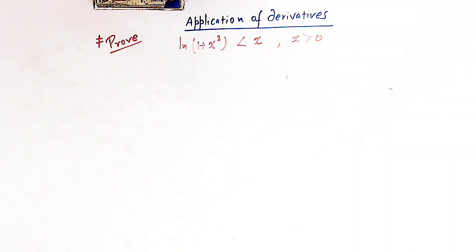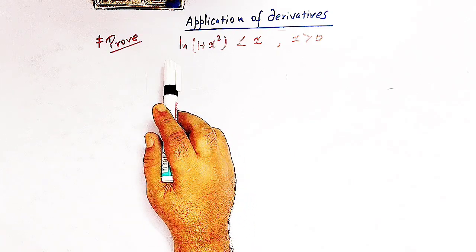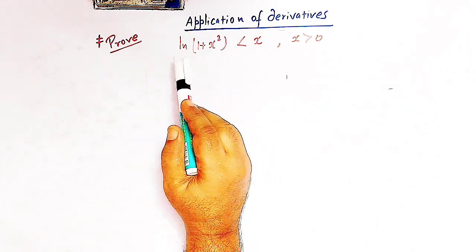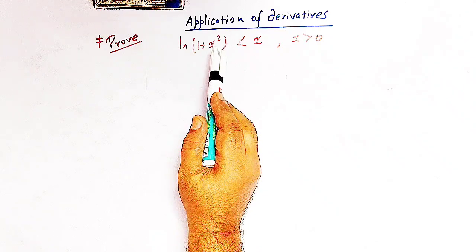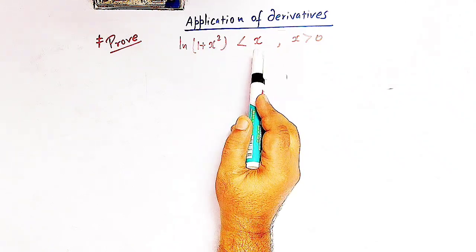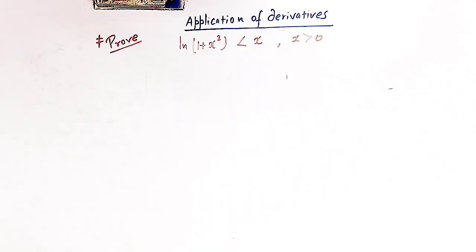Hello viewers, in today's session we are going to discuss another important inequality from application of derivatives. So here in this session we'll prove this important inequality, that is the natural log of 1 plus x square is less than x for x greater than 0. So here we'll make use of the concept of increasing and decreasing functions to arrive at this inequality, right? So let us start.